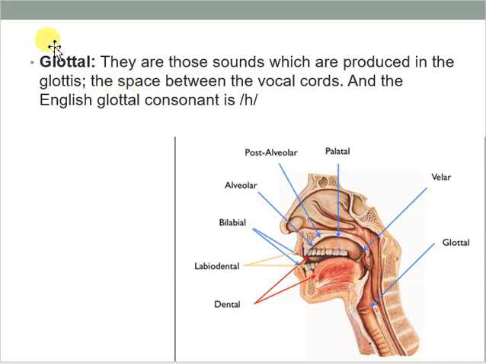Finally we have the glottal sounds, or glottal place of articulation. They are those sounds which are produced in the glottis.